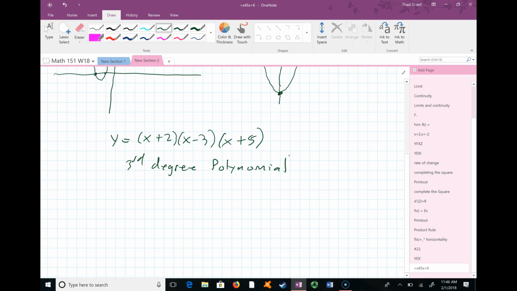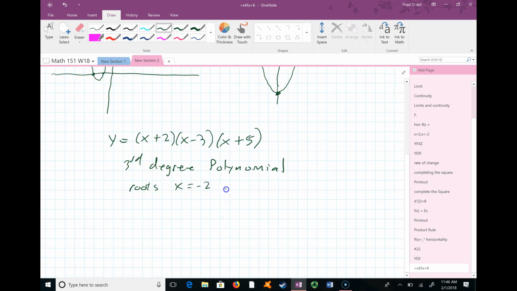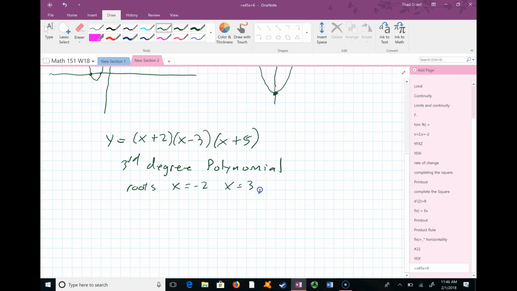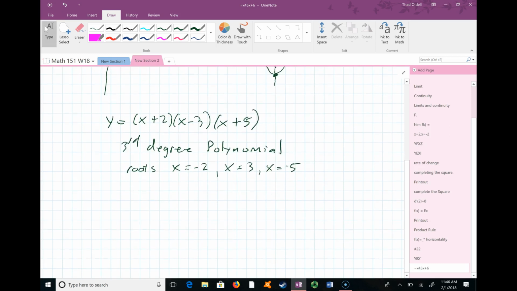And I know that I can see the factors. So remember the connection we made earlier: the factors of a polynomial make it really easy for us to find the x-intercepts, or the roots. So we can tell right away that the roots of this equation are x equals -2, x equals 3, and x equals -5. So that's awesome. Which means if those are roots, those are also x-intercepts, right?